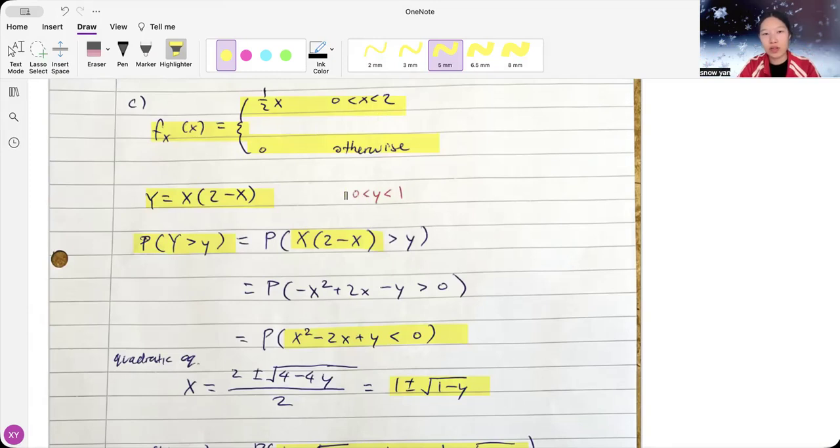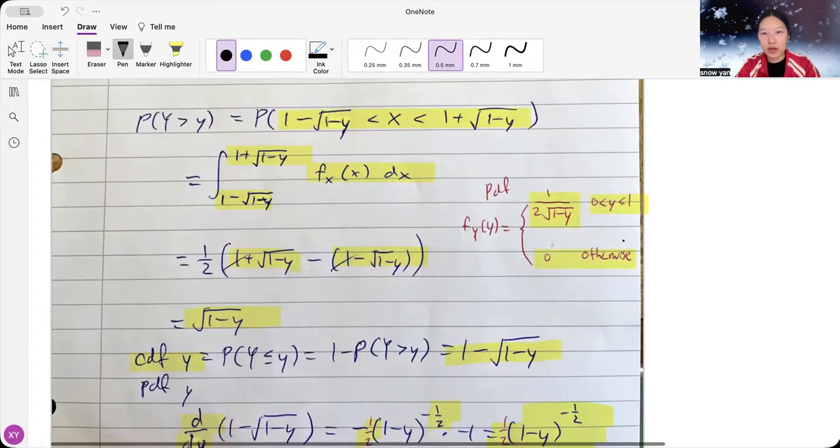And the boundary is not included. So over here, I made a mistake. It should have been that 0 is not possible, but 1 is possible because 1 is included. So the range should have been 0 smaller than y, smaller than or equal to 1. So then over here, it would have been this. Should have been the PDF.